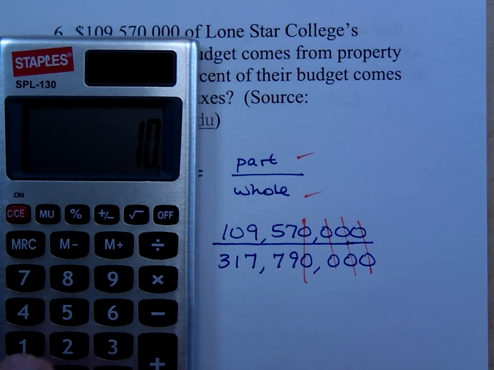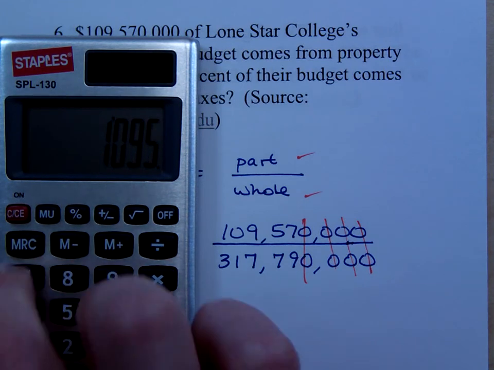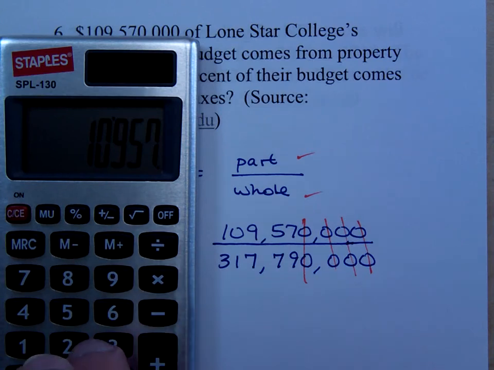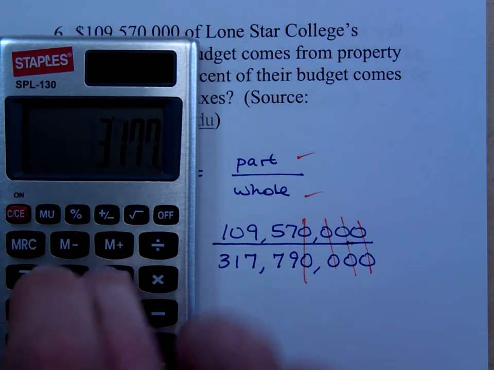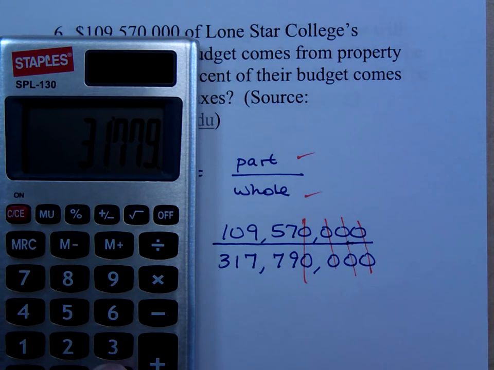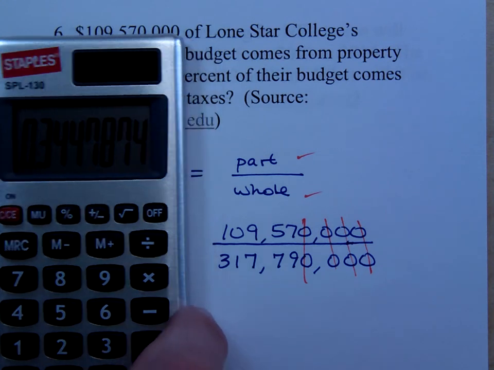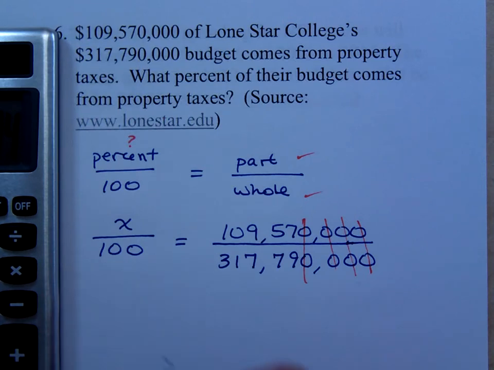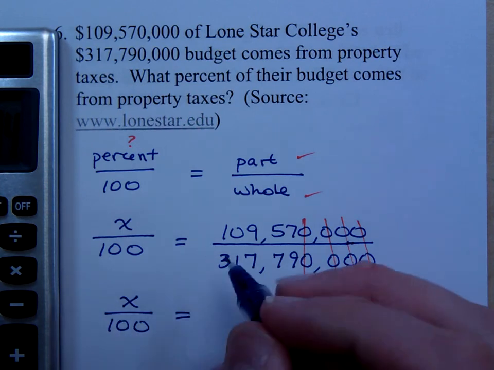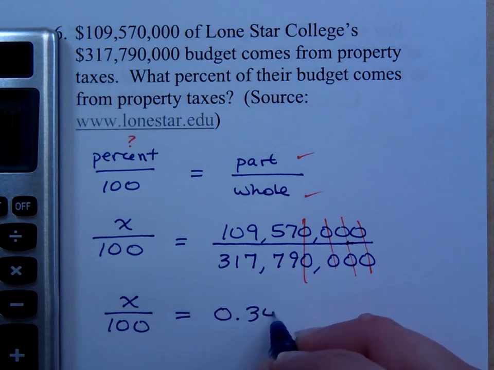We have 10957 divided by 31,779, and we come up with this number, 0.34478. But then we're going to have to multiply times 100, right? So x out of 100 equals 0.3448 when I round that.